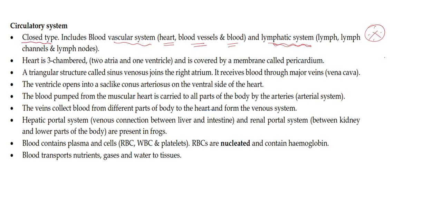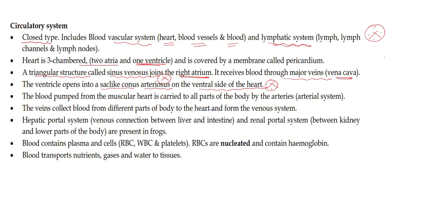Then, the heart is a three-chambered organ, two atria or auricles, and only one ventricle. Because of only one ventricle, we can say this animal has incomplete double circulation. Then, a triangular structure called the sinus venosus joins the right atrium. This is a very important point. It receives blood through the major veins, nothing but the vena cava. The ventricle opens into a sac-like conus arteriosus on the ventral side of the heart. This is also important. Which side? Question might come.